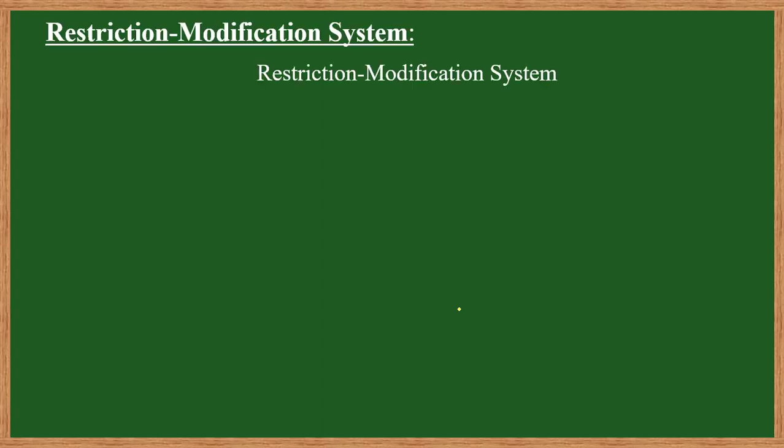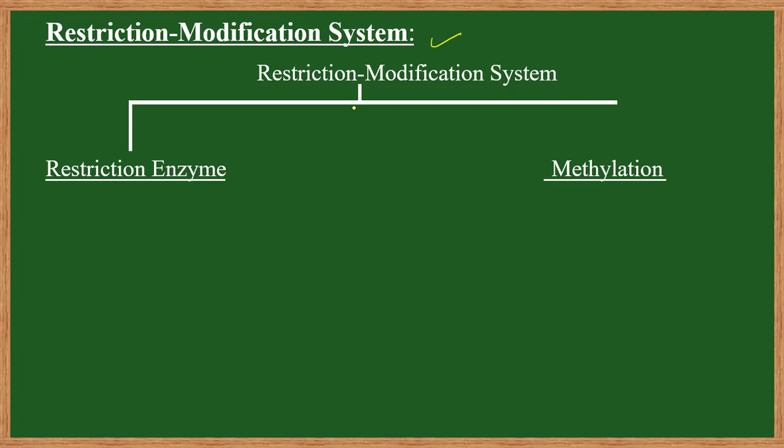Now we will see one more system, the restriction modification system. The rDNA technique is complete with 4 steps, and then we can form recombinant DNA, and according to the recombinant DNA we can form the desired product. Now we will see the restriction modification system. In this system there are two parts. The first is the restriction enzyme and the second is methylation. One by one we will see.